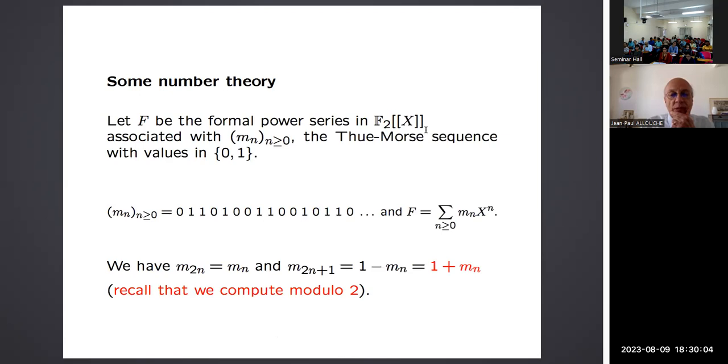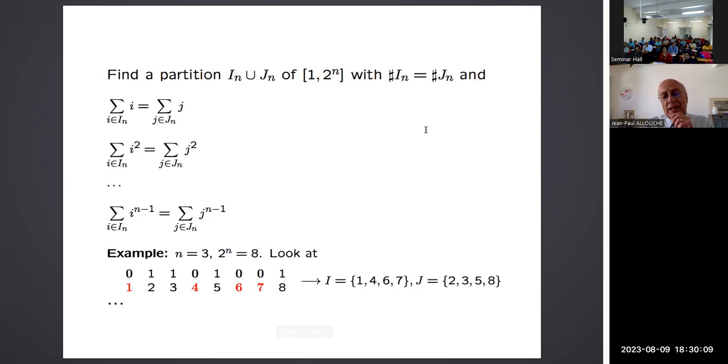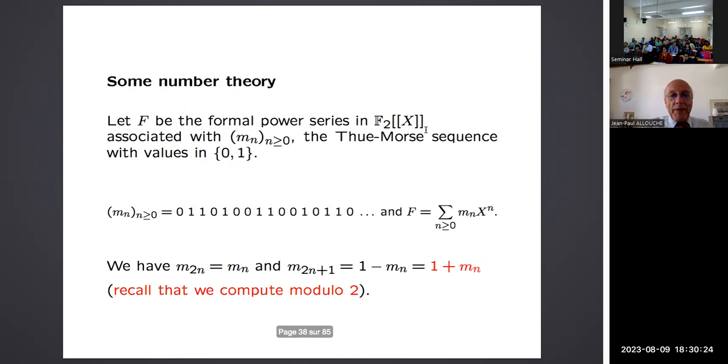Going back to this sequence of zeros and ones that you've seen over there, the beginning here, it is sort of ubiquitous. There is a paper by Jeff Shallit and myself that we entitled The Ubiquitous Thue-Morse Sequence, because it occurs in lots of different problems or questions. This is amazing.